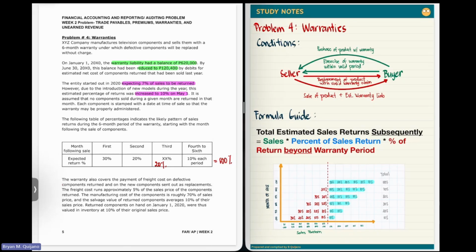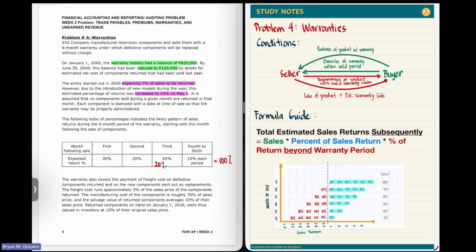First one is the balance of the estimated warranty liability of 620, then it will be reduced to 120,400. Then we have here our percentage of return, 7%, but it will be increased to 10% on May 1. Our formula guide in this problem will be: the total estimated sales returns subsequently is equal to the sales multiplied by the percentage of sales return, multiplied by the percentage of return beyond the warranty period.